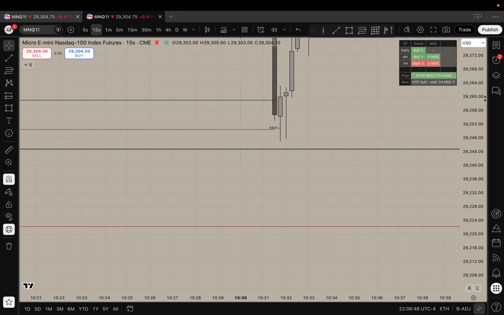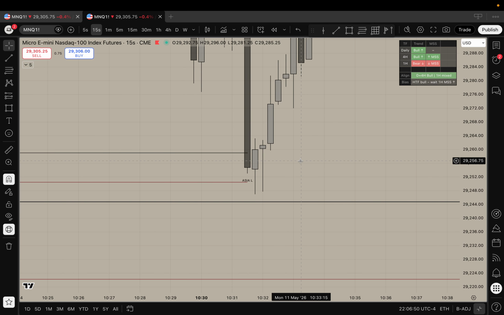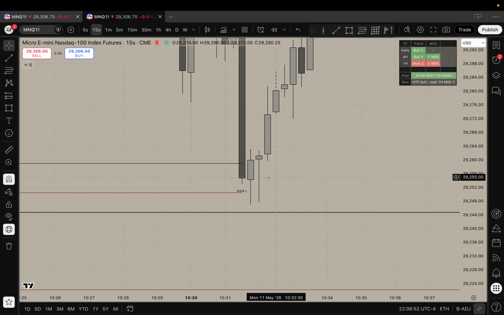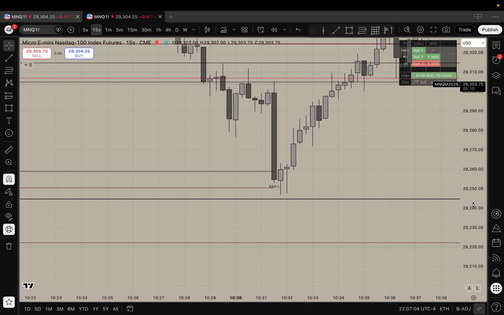This wick setup right here is ideal. We have a small wick here, a wick that goes down and takes out Asia lows, and then we respect the bottom of this wick. We don't come down and take it out again after that. That's a pretty ideal setup.